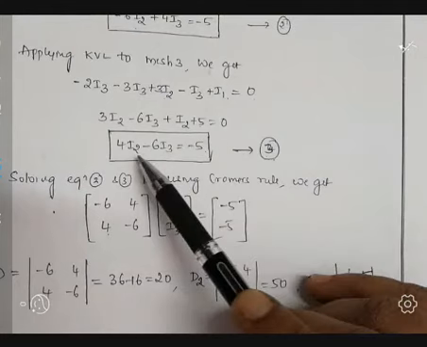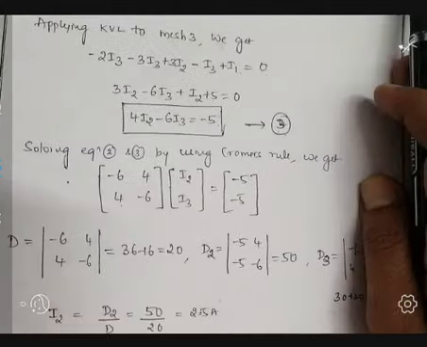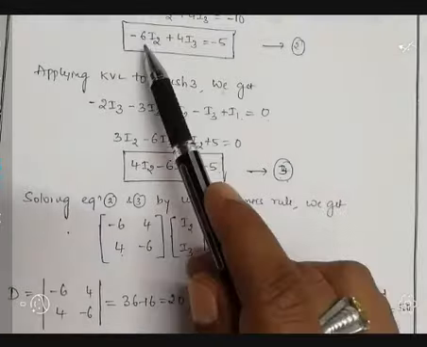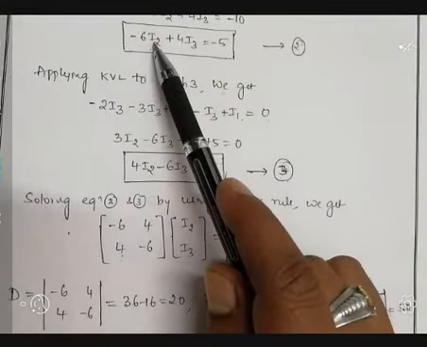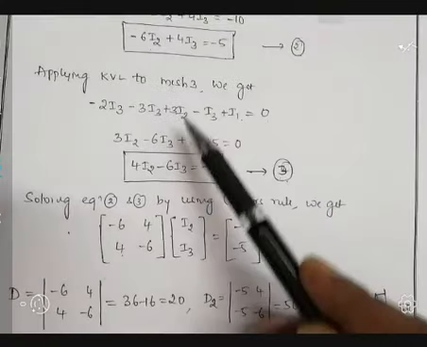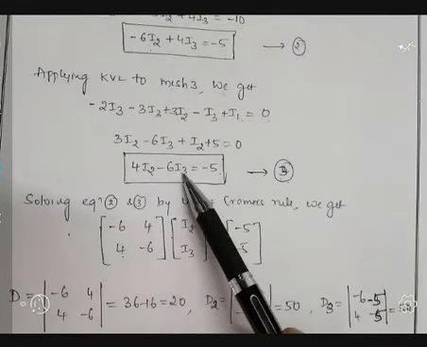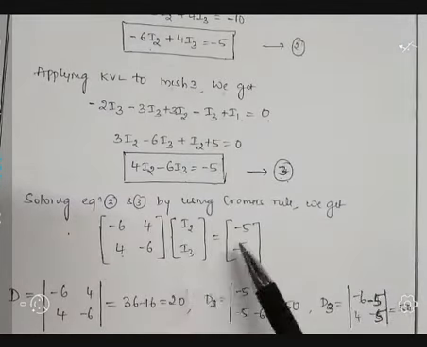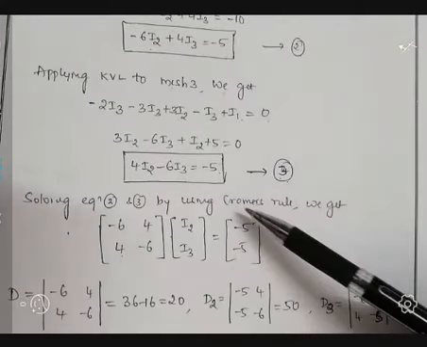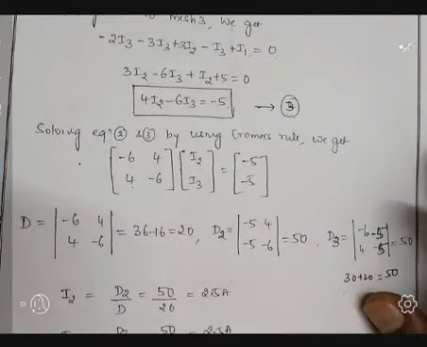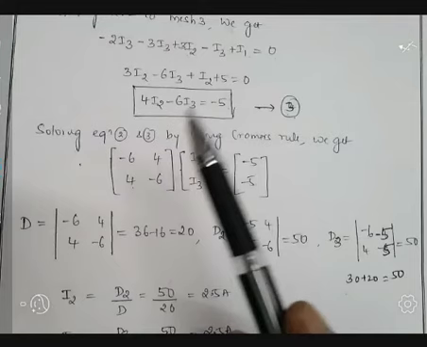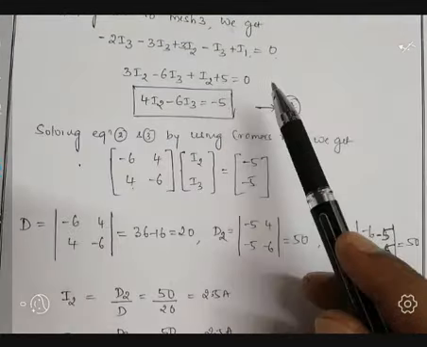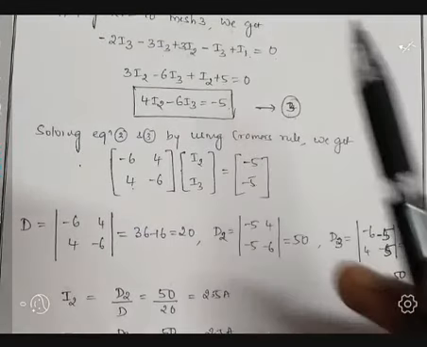of I2 and I3. Make use of a calculator, otherwise make use of Cramer's rule. I'm going to write the coefficients of equation 2. The coefficients of I2 and I3 of equation 2 are minus 6 and plus 4. The coefficients of I2 and I3 of equation 3 are 4 and minus 6, multiplied by I2, I3, equal to the constant terms minus 5, minus 5. Next is the calculation of D, because we have to calculate I2 and I3. Then I1 equals what? Already we know that I1 equals I2 plus 5.